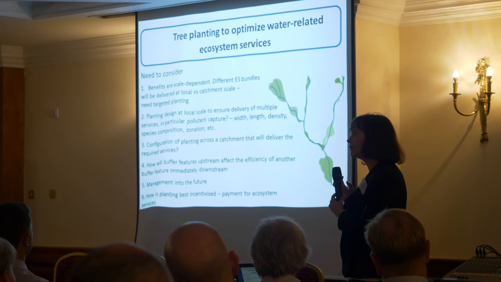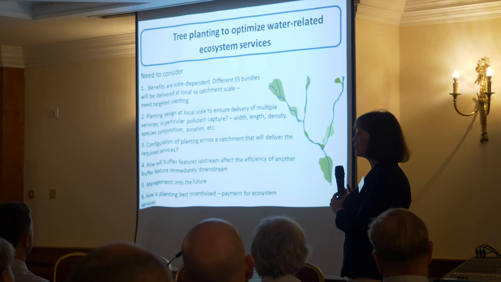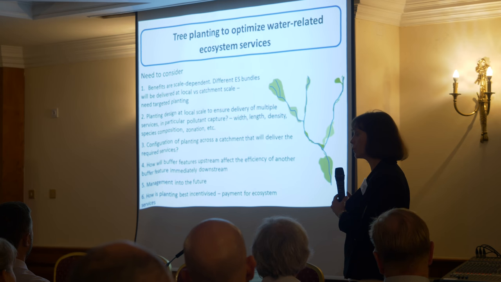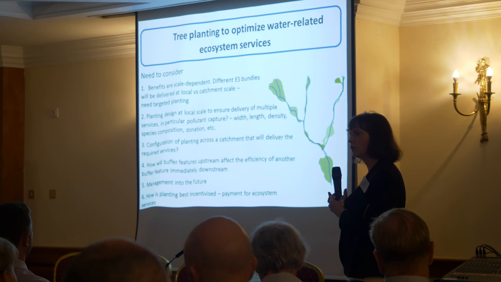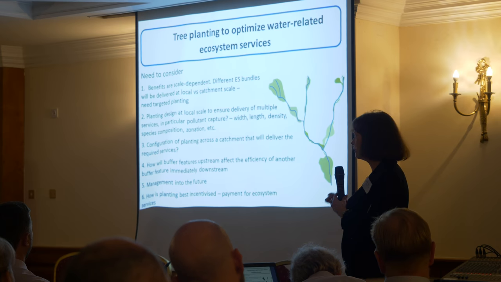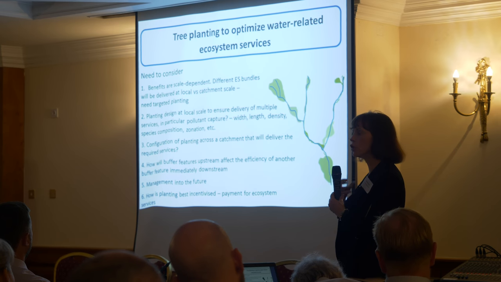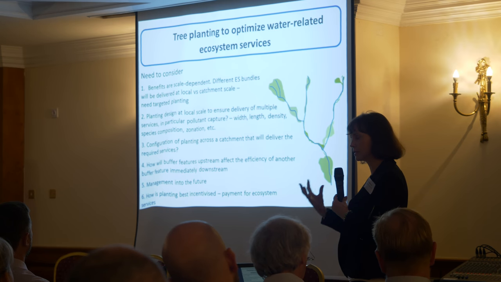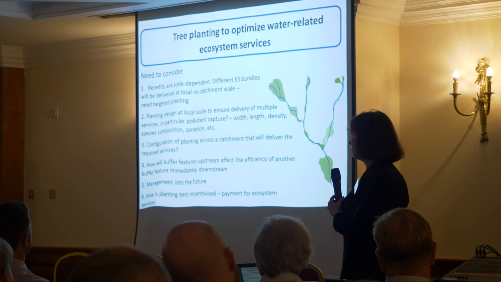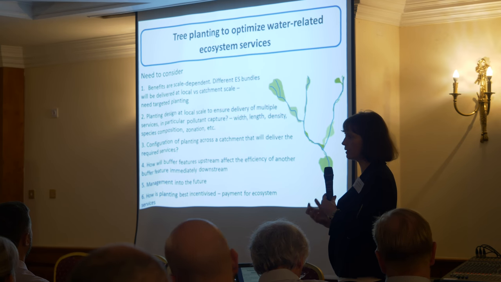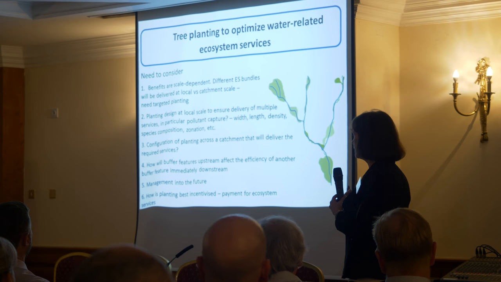So the planting then, even at local scale, has to be designed to deliver as many benefits as possible. So in terms of pollution capture, we will have to think about the width of the riparian zone, the length of it, the density, the species composition, zonation within the riparian zone. So where do we place the woodland versus the grassy strips and so on. Then more important is the configuration across the catchment that will deliver the required services.